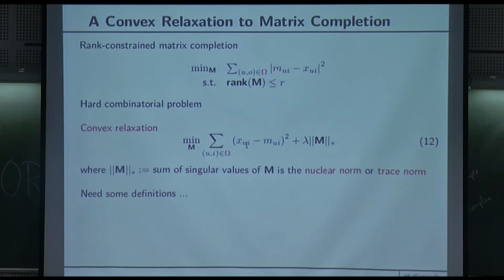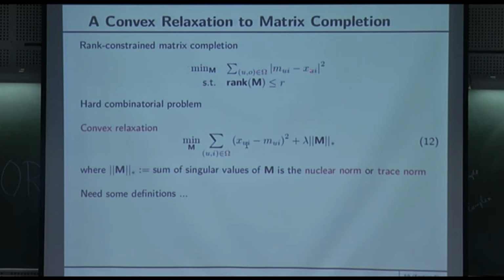I want to look at the difference between M and X on only those components that I have measured, and I want to make sure that the rank of M is very small. This would make sure that it will give me a filling for the other components as well. This is a very hard combinatorial problem, so rank is difficult. Remember, we solved this problem if all the data XU was available. Then I would just take the SVD of the X and take a rank R approximation of that SVD, and that would have been the optimal solution to the problem here.